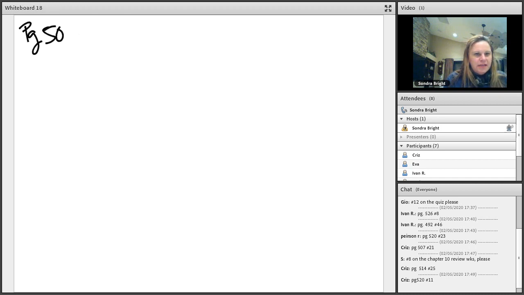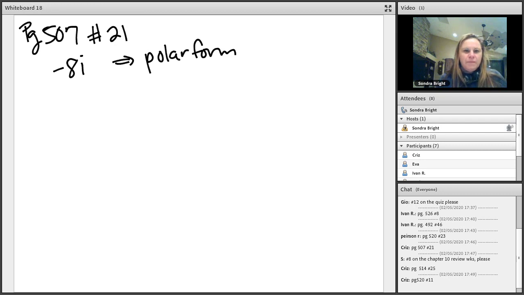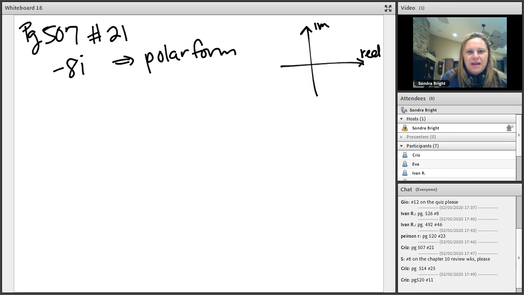Page 507, number 21 says, express the complex number in polar form. Negative 8i, they want you to write it in polar form. Spoiler alert, I'll tell you what I'm envisioning. This is my real axis. This is my imaginary axis. So a negative 8i is here, because it's the imaginary and it's negative. This is negative 8i, right there, 8 units away from the origin or the pole, right?